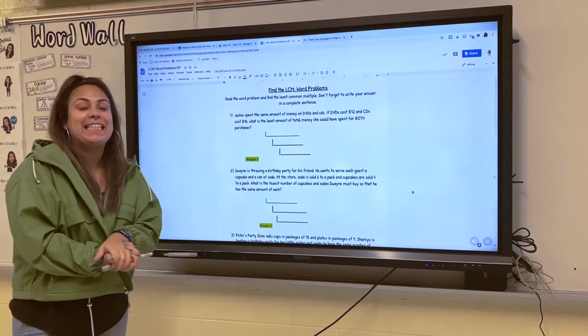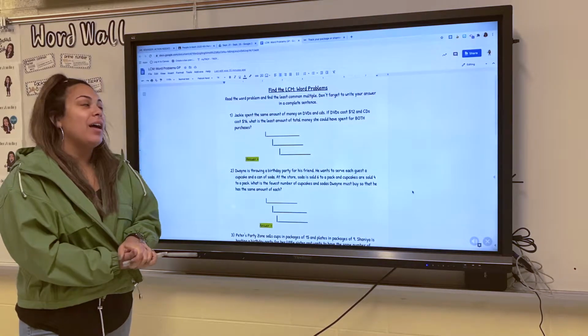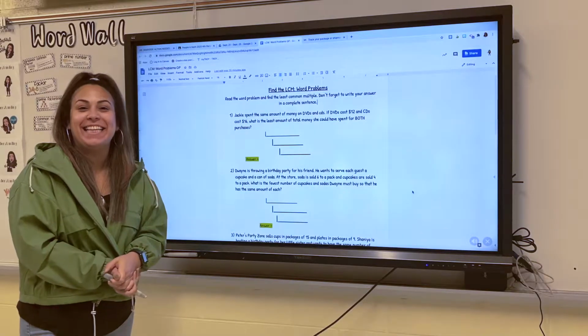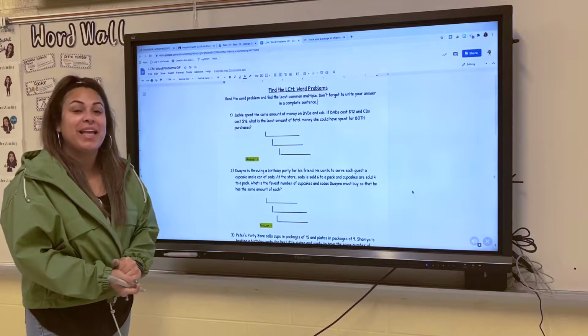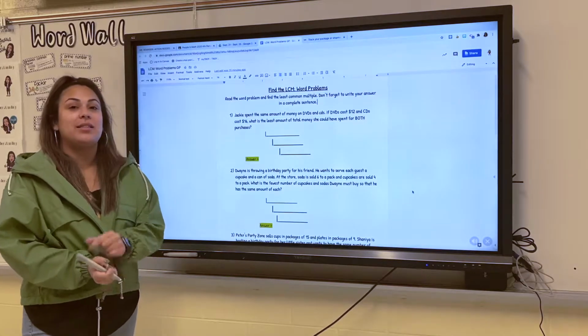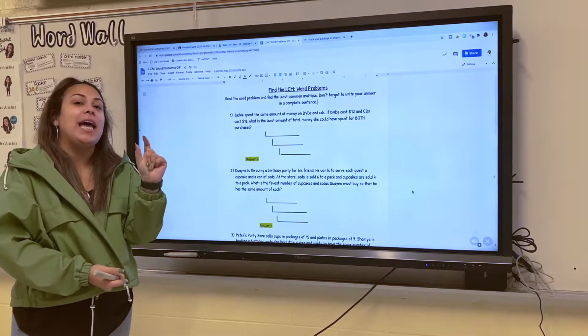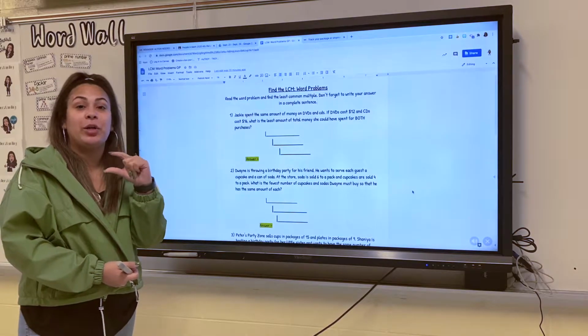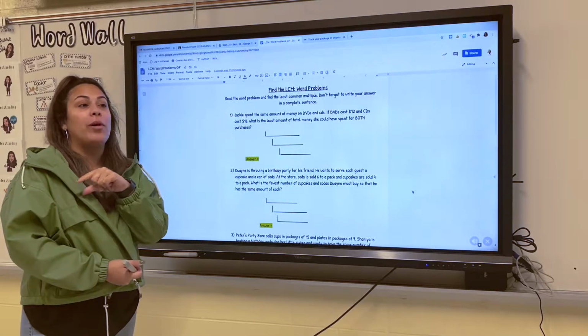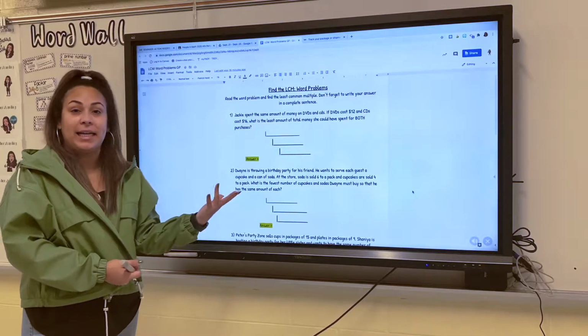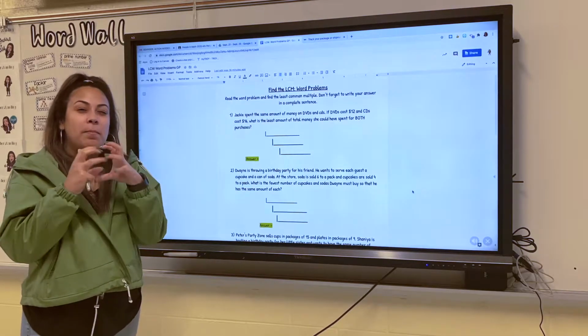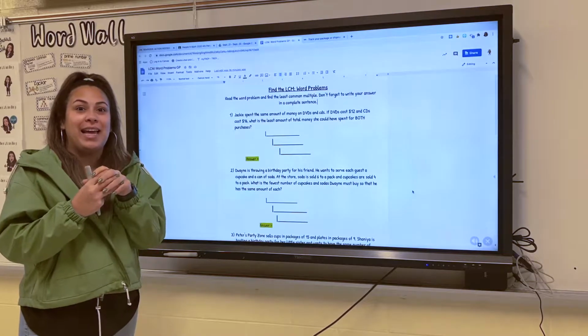All right, it is day 2 of finding the least common multiple. So remember, the least common multiple is the smallest number or multiple that 2 or more numbers have in common. So whenever we multiply the 2 numbers or the 3 numbers by any number, this is going to be the smallest answer that they have in common.